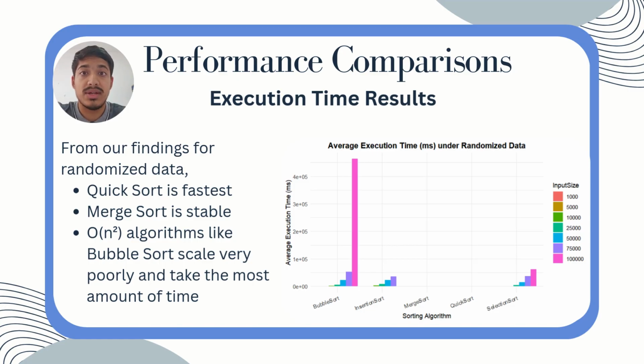Now, for performance comparisons, we will start with discussing execution time results. From our findings for randomized data, we found that quicksort is the fastest across all input sizes, followed by merge sort, insertion sort, selection sort, and lastly bubble sort. We also found that merge sort is the most stable choice for randomized data, and that algorithms with a time complexity of O(n squared) scale very poorly and take the most amount of time.